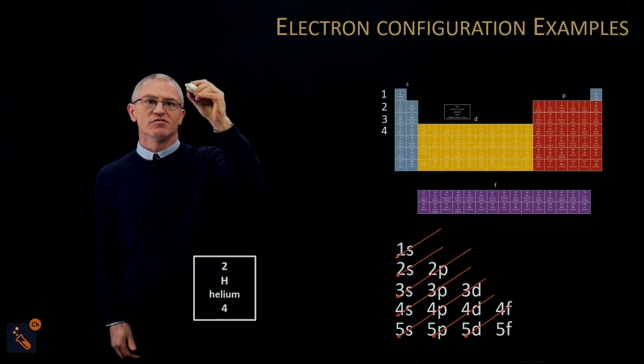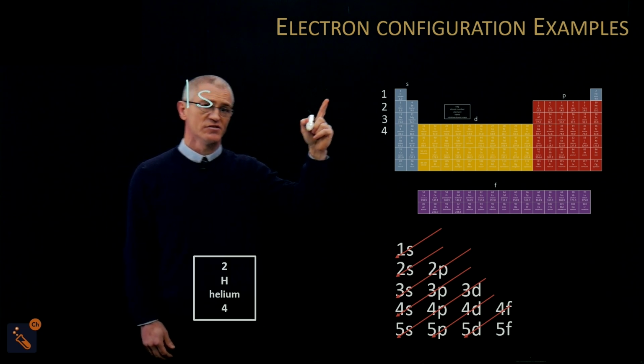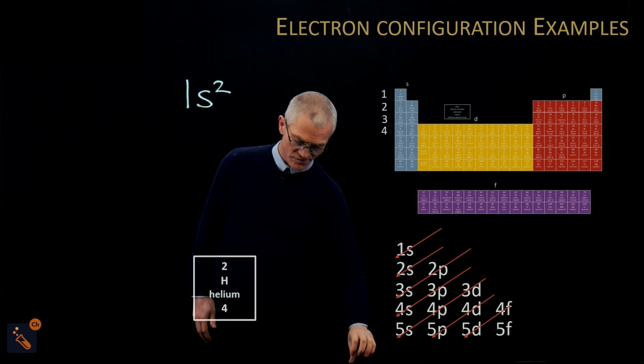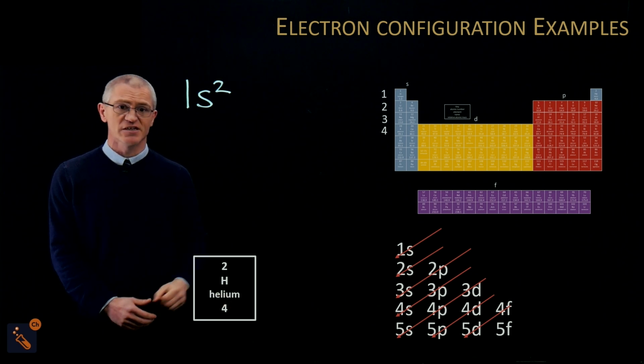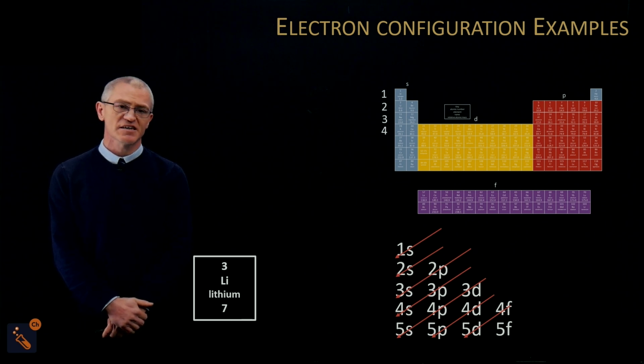So all we do is we go, right, okay, it's in 1, it's in S. There are 2 electrons added, so it's just 1s2. Okay, so my electron configuration of helium is just going to be 1s2, and that equals the number of electrons it has here. We're now going to use the example lithium to go into the second shell.